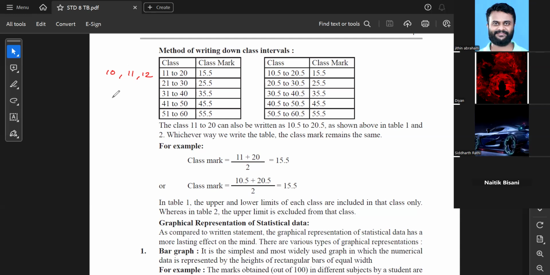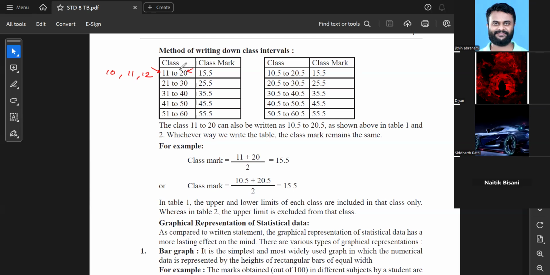1 2 3 4 5 6, ऐसा 5.5, 6.5 कुछ नहीं होगा. In such cases what do we do? So one way of writing the class is 11 to 20, then 21 to 30, where we are assuming कि हाँ भाई, 11 and 20 both are included in this particular class only.